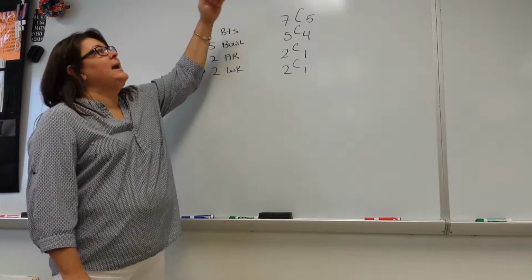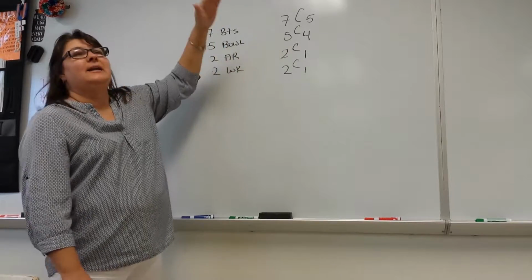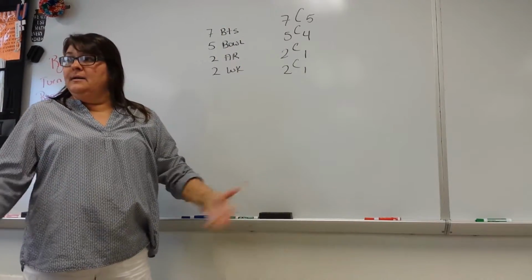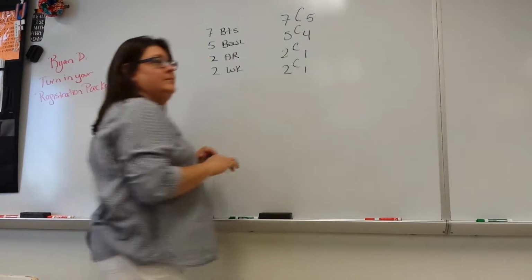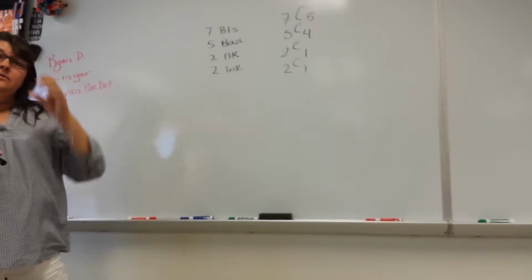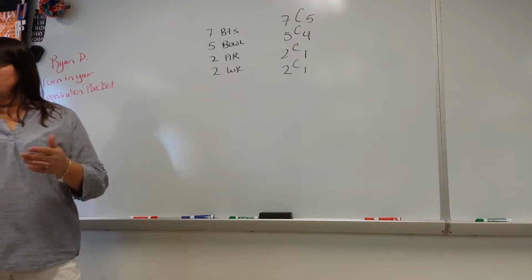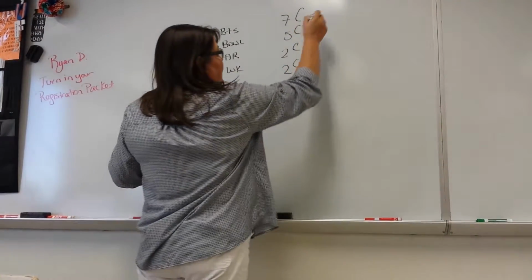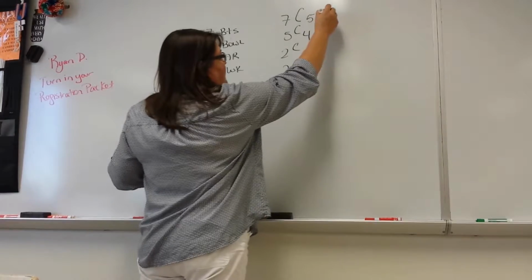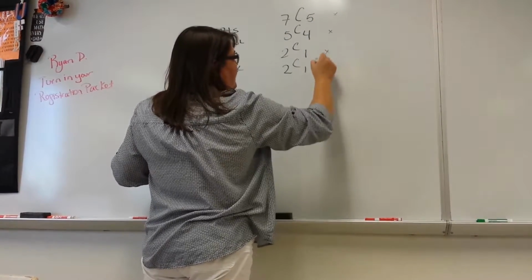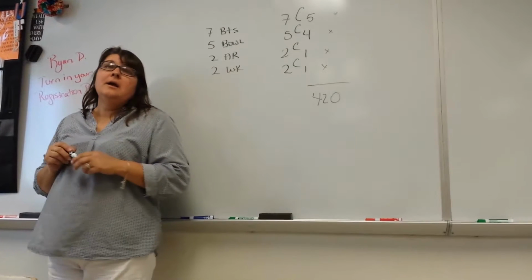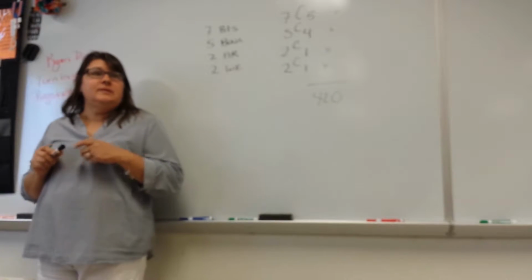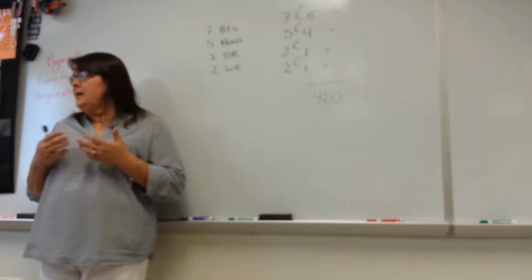Yeah. I need this and I need that and I need that and I need that to make my team. Does that make sense to everybody? So these are all going to be multiplied together. So you have your little calculators. You do 7 choose 5, times, times, times, and the answer turns out to be 420. So go ahead and take a look and see if you know how to put it in your calculator right, all that kind of fun stuff.